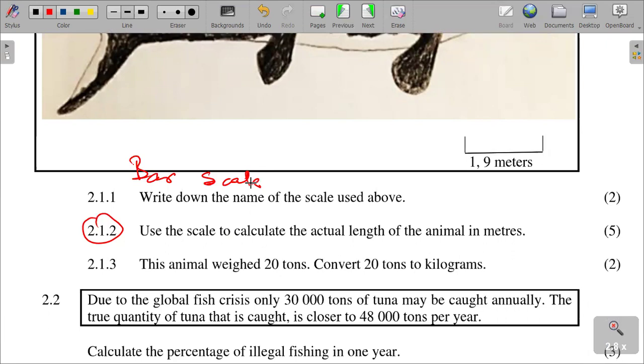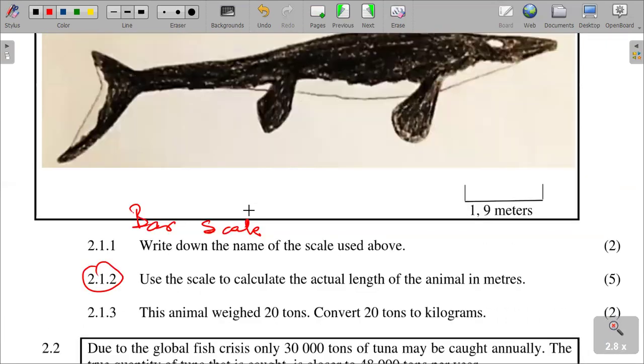So what is happening is that we can see the width is 2.1 centimeters. And then the length is actually 15.1 centimeters there.